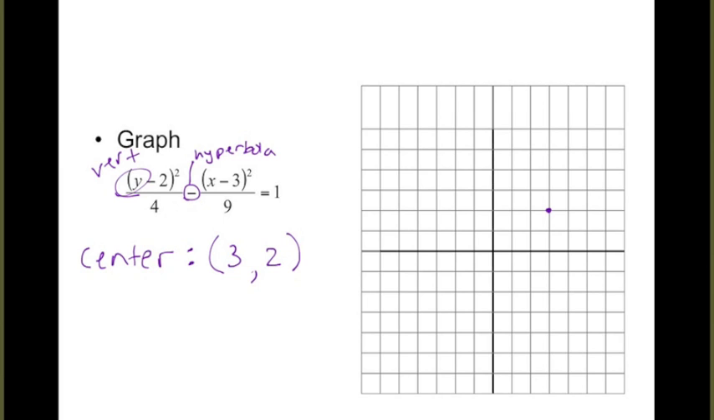Then underneath the y, we want to take a square root of that, and that tells us how far to go in our y direction. I go up and down 2 to get my vertices. And underneath the x, take a square root of that, gives 3, and that tells us how far to go in the x direction. Connect them with a rectangle and fill in the diagonals.